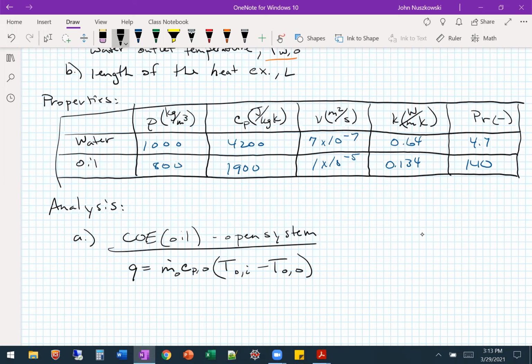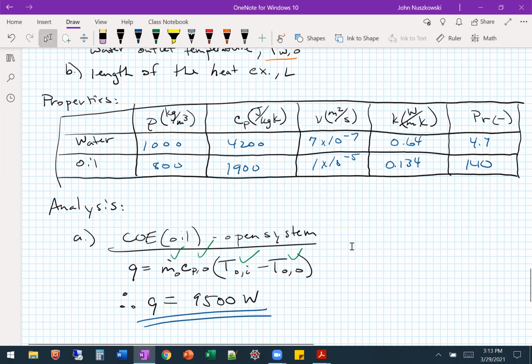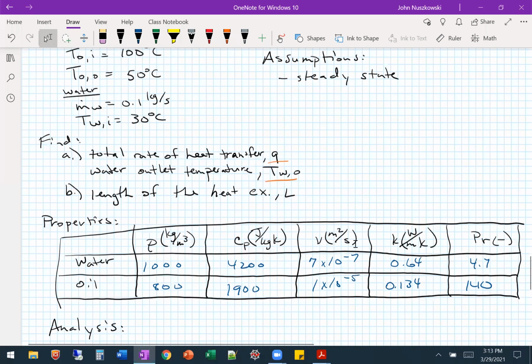So if we look at this now, we have the two temperatures of the oil, as was mentioned. We have the mass flow rate of the oil. In our properties right above, we have oil, okay? So nice and straightforward. We can get Q. So we get 9,500 watts, or 9.5 kilowatts. So that's the total rate of heat transfer that's occurring.